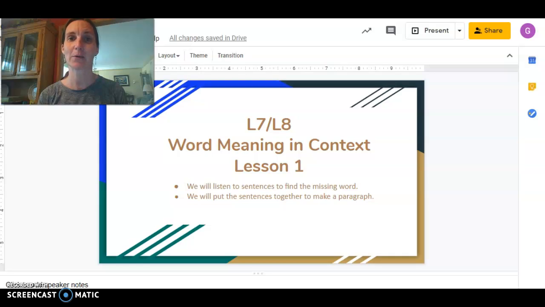Hello learners, today we're going to be looking at word meaning and context. We're going to listen to some sentences to find the missing word, and then we're going to put those sentences together to make a paragraph so that it all makes sense.